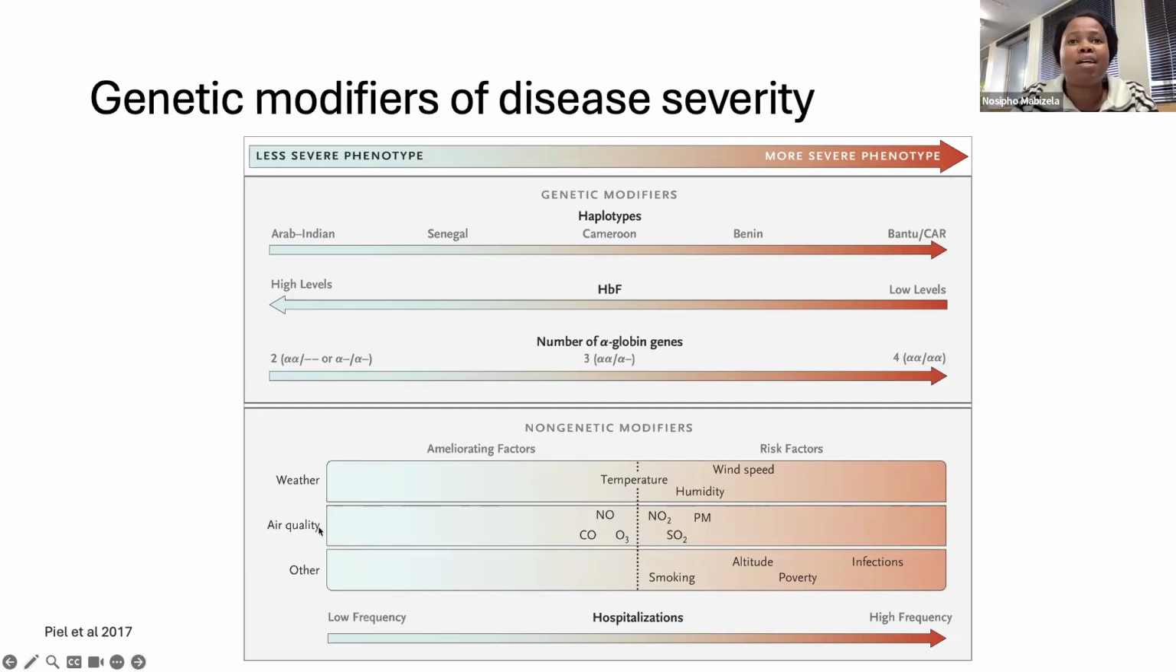There are some other modifiers which are environmental that also contribute towards the severity of sickle cell disease. But I just want to highlight only one, which is infections. So most of these patients, because their immune system is very weak, are prone to more infections compared to us people who don't have sickle cell disease.